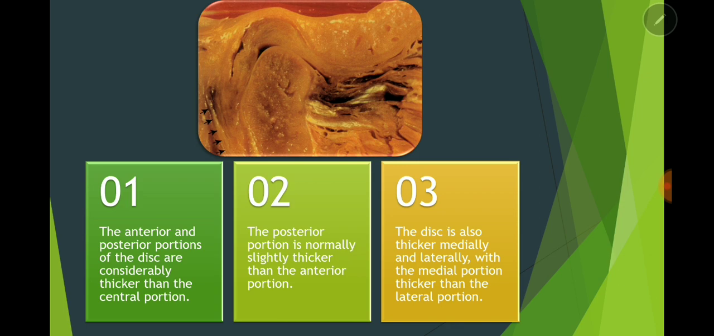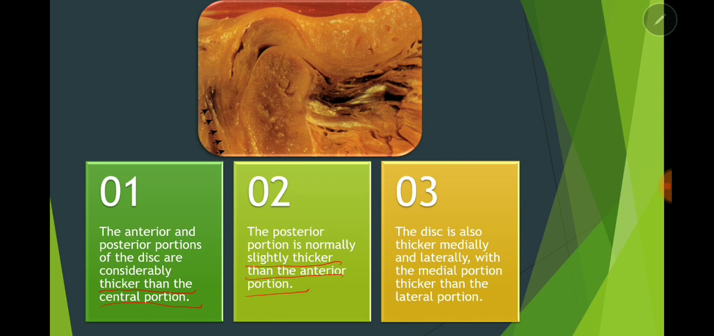Now, the anterior and posterior portions of the disc are considerably thicker, make sure you keep that in mind, than the central portion. And the posterior portion is normally slightly thicker than the anterior portion. All right. So the anterior and posterior portions of the disc are thicker than the central. However, when you compare the anterior and the posterior part, the posterior part of the disc is thicker than the anterior.